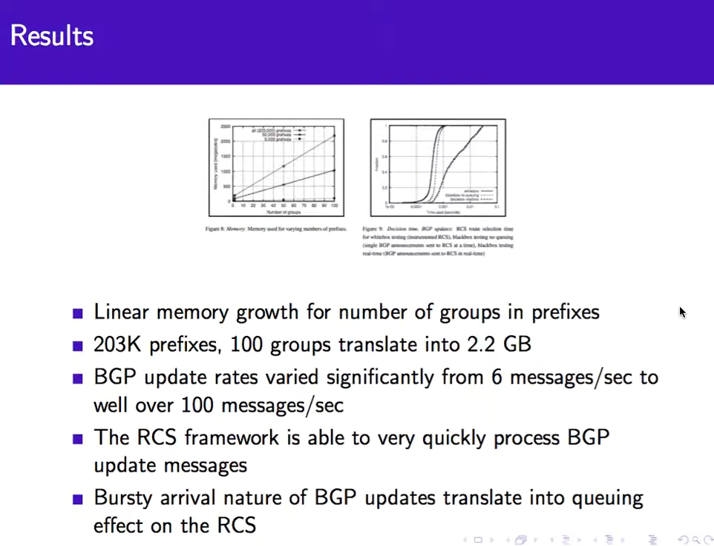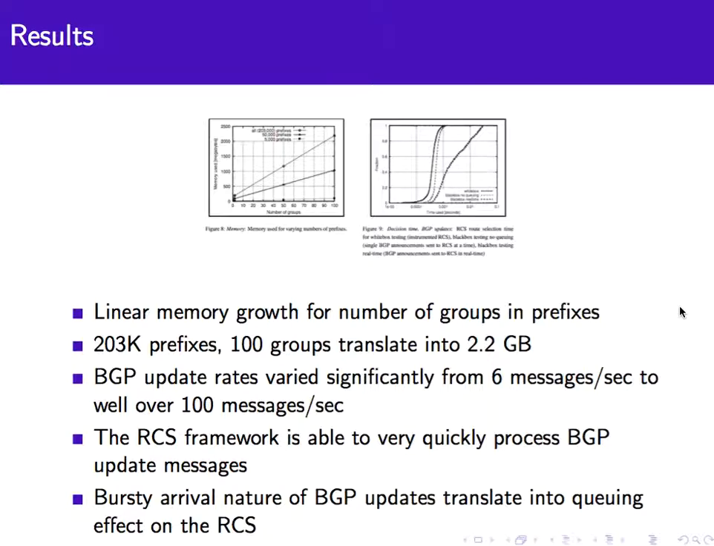So some of the results were interesting, specifically to BGP. We can see that this RCP had linear growth in the memory growth for a number of groups in prefixes, and the image on the graph on the left shows group sizes going from 1 to 10 to 100, and how much memory it would consume.